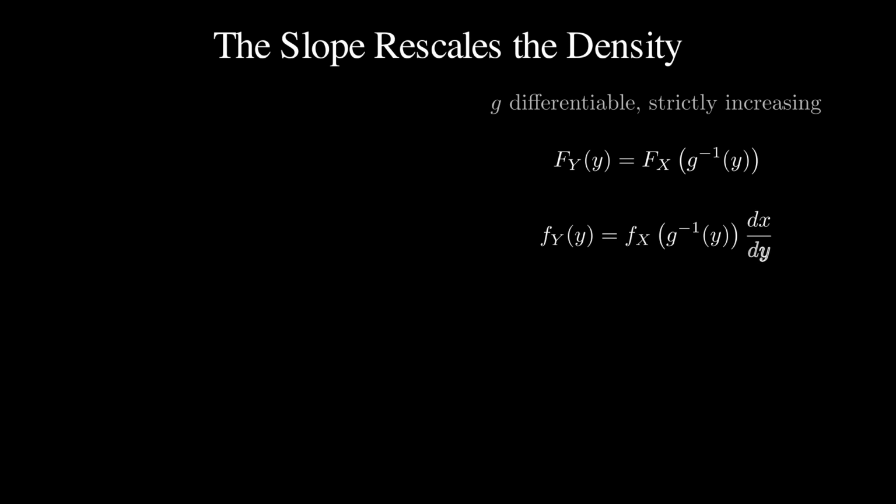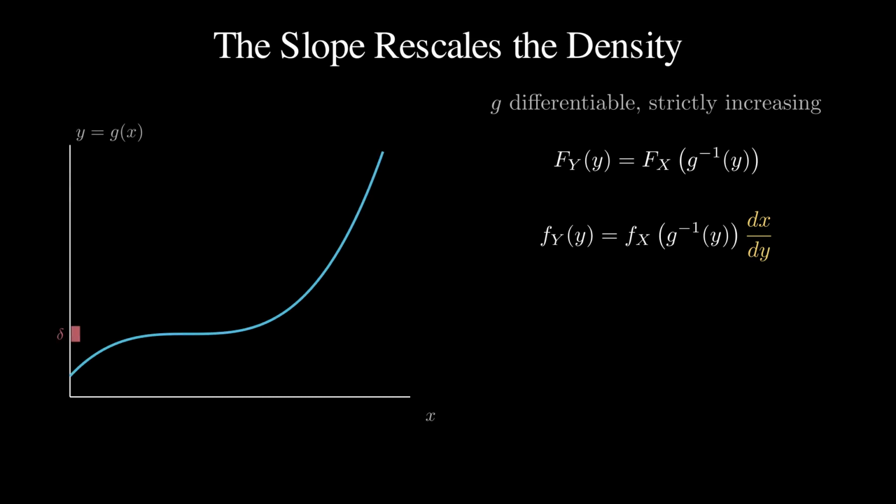Now differentiate both sides with respect to y. The chain rule hands us the density of y, the density of x at g inverse of y, times the derivative of the inverse, the rate dx by dy. That derivative is not a technicality, it is the whole story.